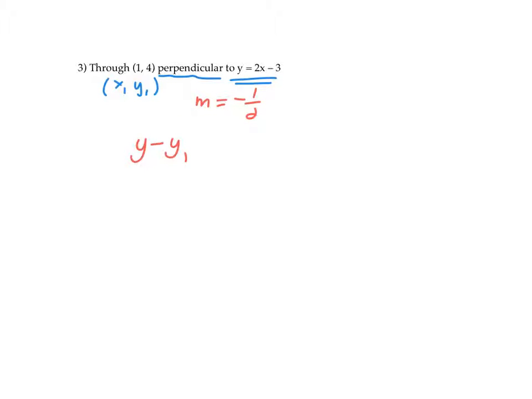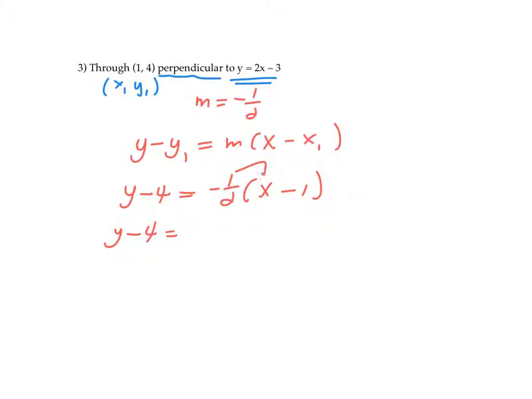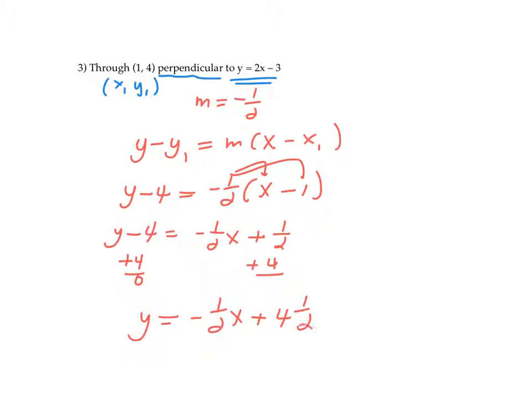So y minus y1 equals m times x minus x1. So we do y minus 4 equals negative 1/2 times x minus 1. Okay, remember we want to distribute on the right-hand side. So we're going to take negative 1/2 times x, and then we take negative 1/2 times negative 1, which makes it positive 1/2. Add that 4 to both sides, and then we'll rewrite the final equation as y equals negative 1/2 x plus 4.5, or you could write 4 and 1/2.